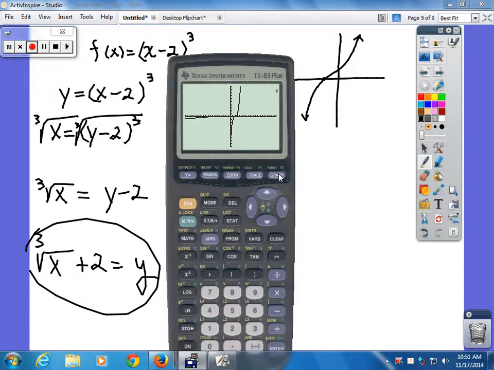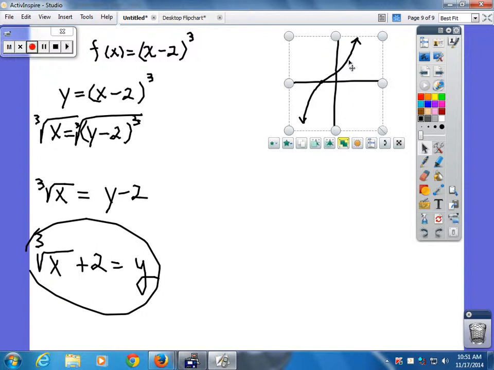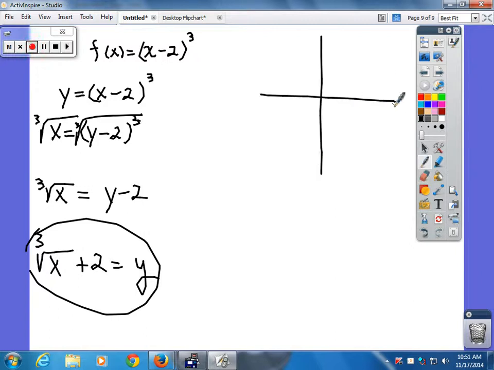Oh, we didn't go to the right, sorry. I messed up. This needs to be over. I went the wrong way. That's horizontal shift 2 to the right. 1, 2.